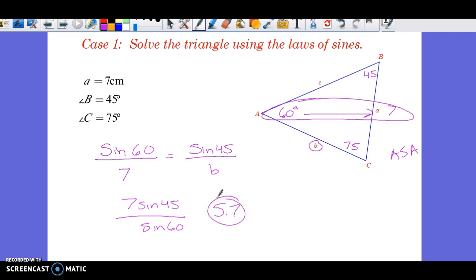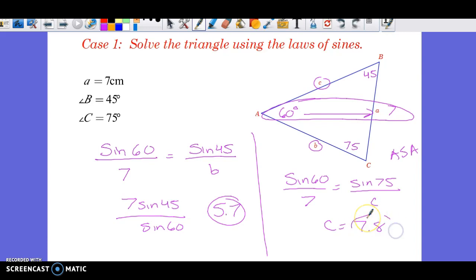Make sure your calculator is in degree mode. And then if I want to find side C, I can do the same thing. Sine of 60 over 7 equals sine of 75 over C. Again, cross multiply. Try to do that on your own. Make sure you get the same thing as me. That time I got 7.8 for C.